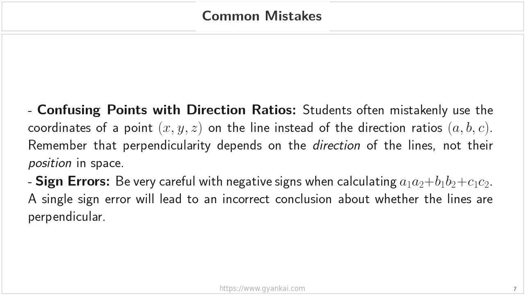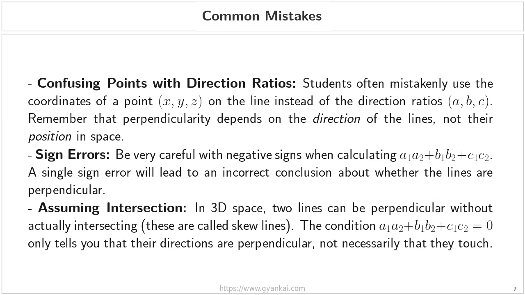Second, please be extremely careful with sign errors. As we saw in our worked example on the previous slide, you have to multiply and add several terms together, such as a sub 1 times a sub 2, plus b sub 1 times b sub 2, plus c sub 1 times c sub 2. If you accidentally miss a negative sign during this calculation, your final result won't be 0, and you'll incorrectly conclude that the lines are not perpendicular. One small slip with a minus sign can change your entire answer.